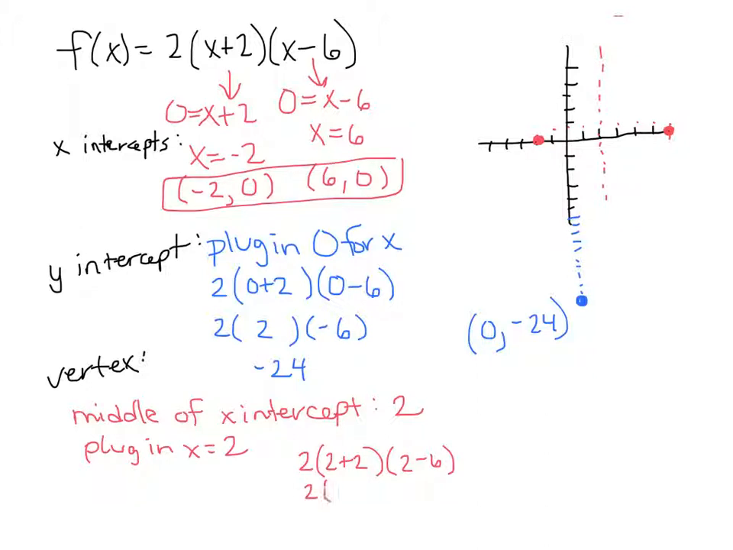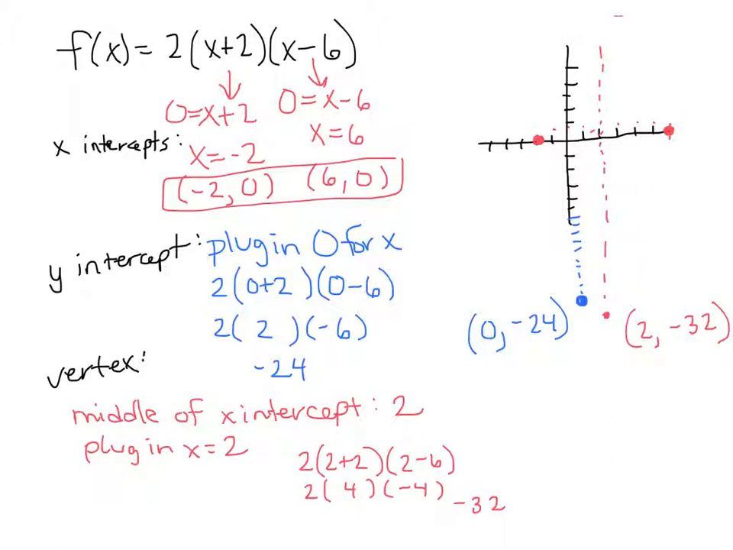Calculate how much this is. 2 minus 6 is negative 4. Multiply all together, we should end up with negative 32. And we can write that vertex as a point. When we plugged in 2, we calculated it was at negative 32. And on our graph, we could graph that over to x is 2 and down to y is negative 32.